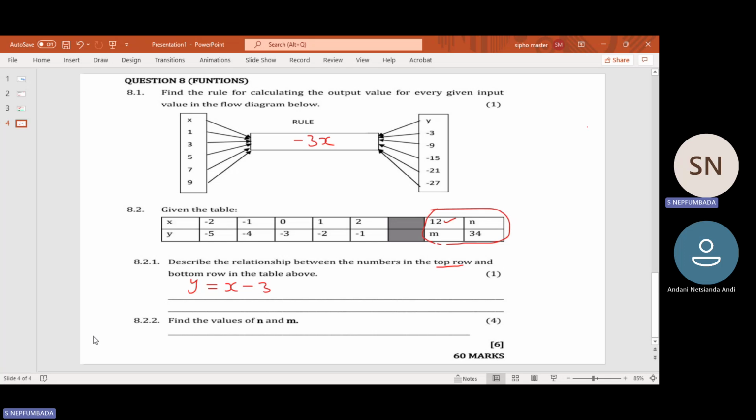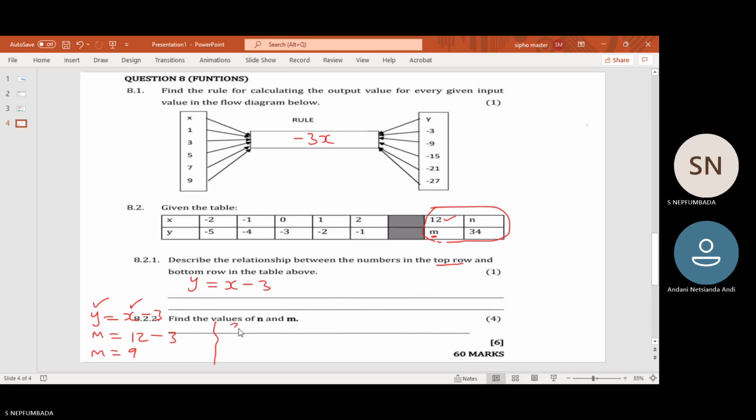So it means now we've got m equals 12 minus 3. Is that so? Yes. m equals, and our rule is y equals x minus 3. So where they say y, we put the one for y, which is m, and where they say x, we put the one for x, which is 12. Then m is equal to 9. Then we go for n. 84 equals n minus 3. Therefore, n is equal to 87.